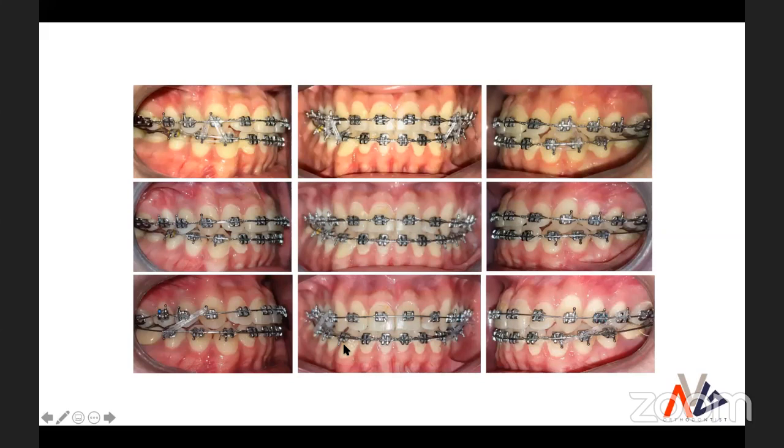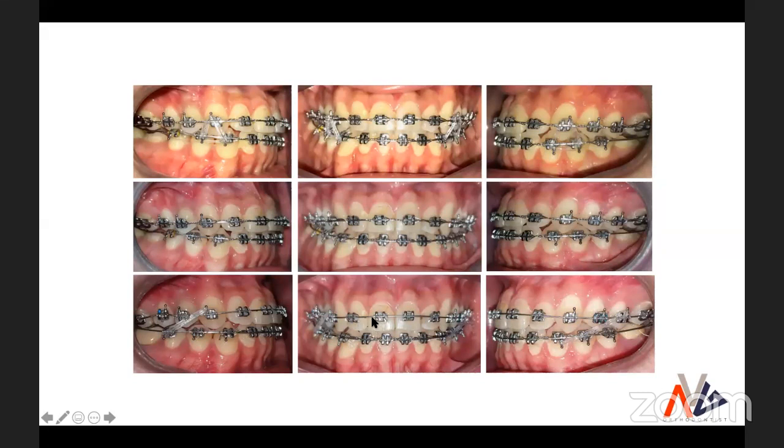Now, the problem is when the tips or the torques are exaggerated, it's very difficult to get them back by just filling in the slots, because it's overcorrected in this particular case. So now I had to use something on the opposite. I decided to use an upper lateral incisor bracket. You can see that the upper lateral incisor bracket has a positive torque, right?